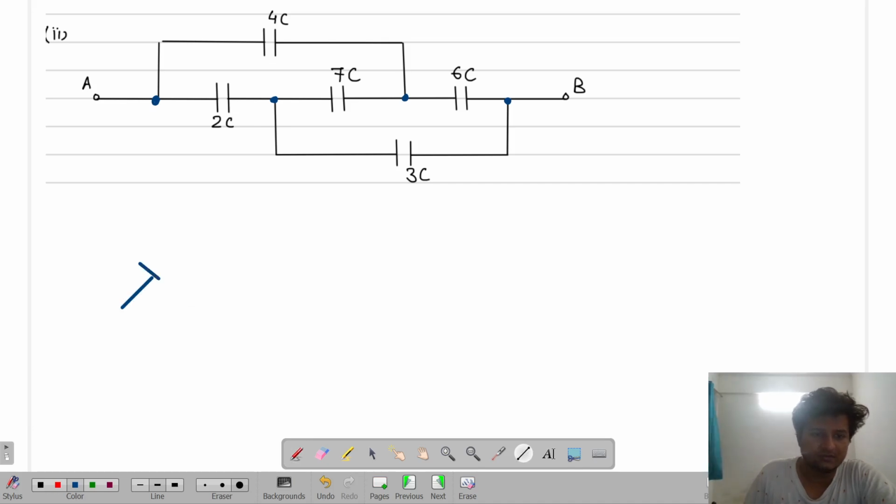So you can see that they have been connected in the same fashion that I'll show you. This is my 4C, then there is a 2C in the parallel way, because the charges are getting divided, isn't it? And then once again at 2C, the charges are getting divided into 7C and 3C, isn't it? So 7C and 3C.